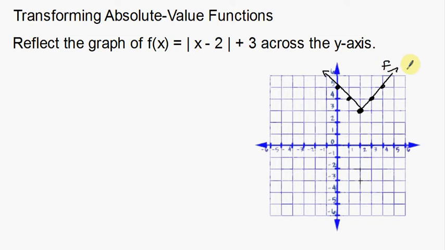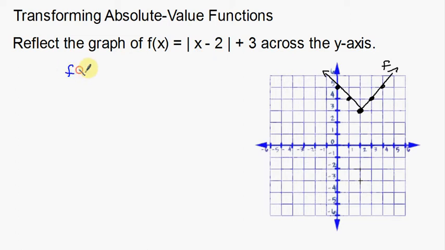Now I want to take that and reflect it across the y-axis. My y-axis is the one that goes up and down. It's my vertical axis. So I want to reflect it across the y-axis. Everything that's on the right side here is going to reflect over to the left. I'm going to do the notation first to show that, and then we're going to actually go graph it.